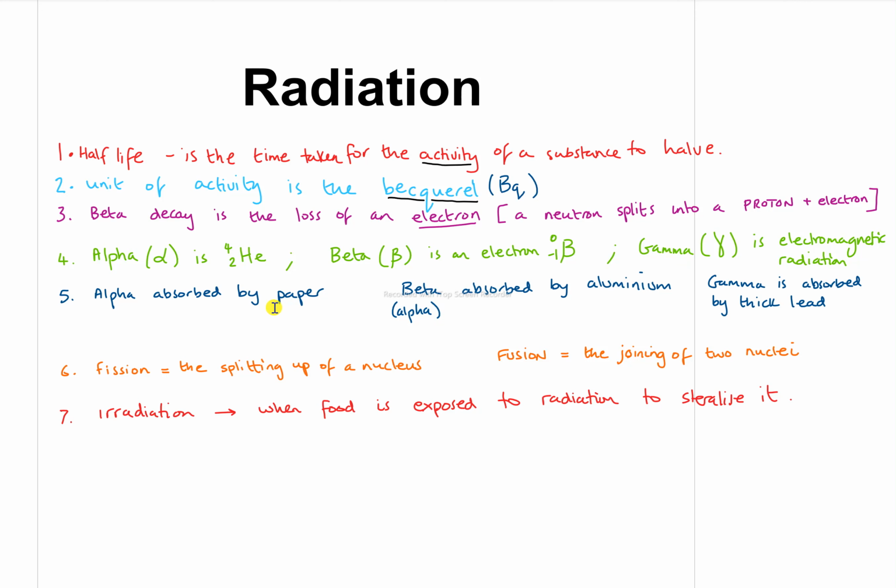Alpha is absorbed or stopped by paper. Beta is stopped or absorbed by an aluminium sheet. And gamma rays are absorbed or stopped by a thick lead sheet. Fission, splitting of a nucleus. Fusion is the joining of two nuclei.